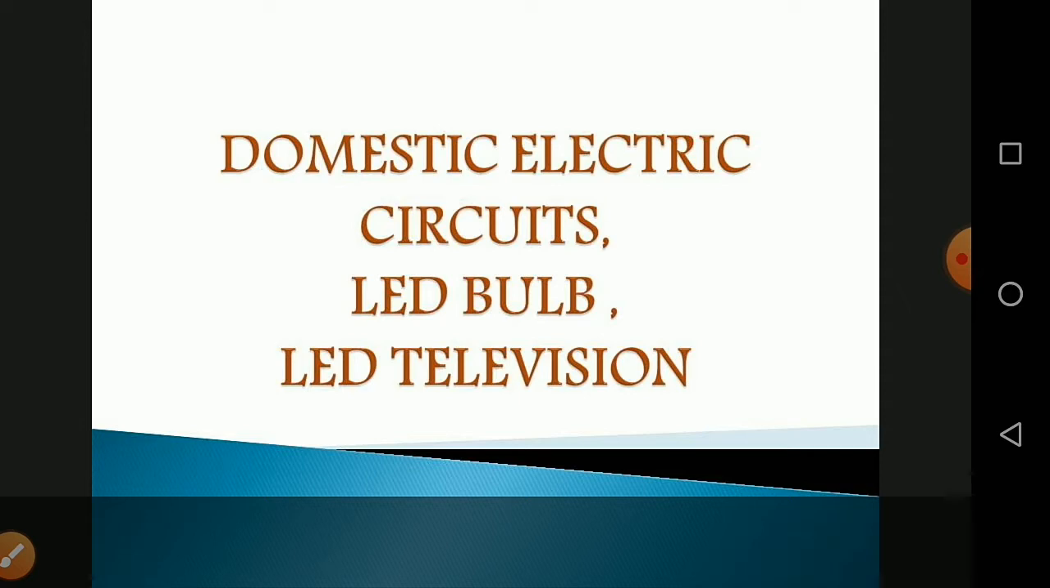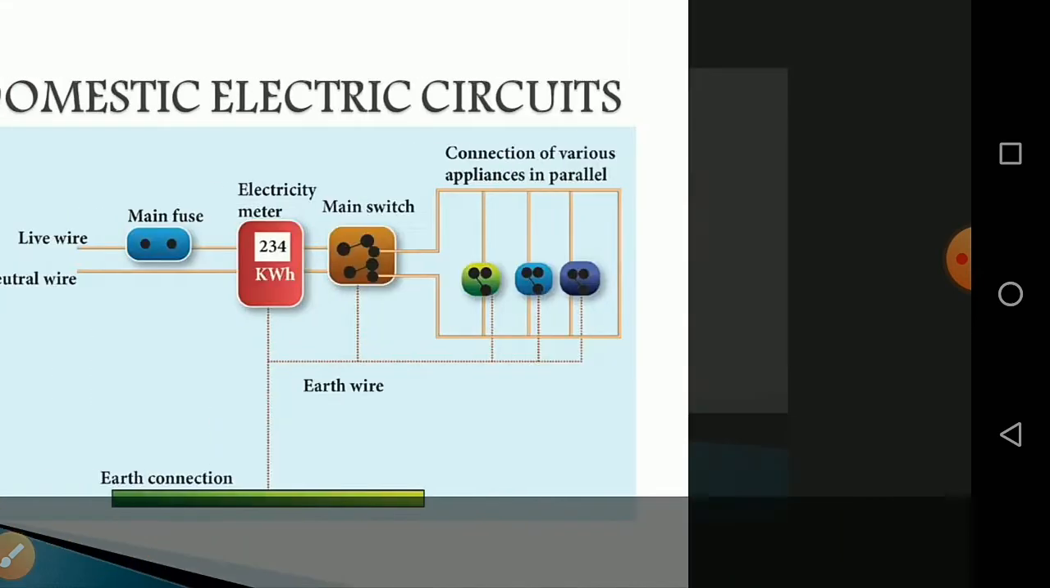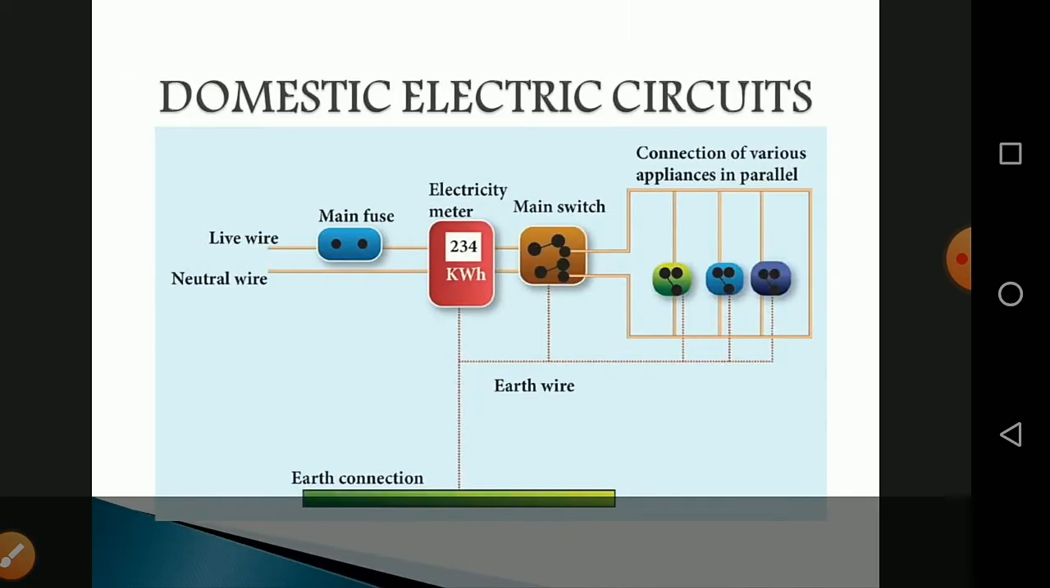Good morning, students. In the last class, we discussed the heating effect of current and electric power. Today, we discuss domestic electric circuits, LED bulbs, LED televisions, and the merits of LED televisions. First one, domestic electric circuits.